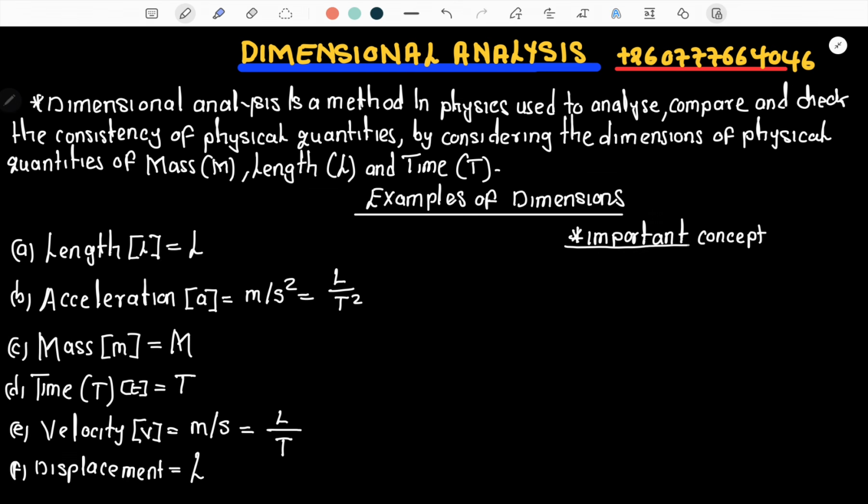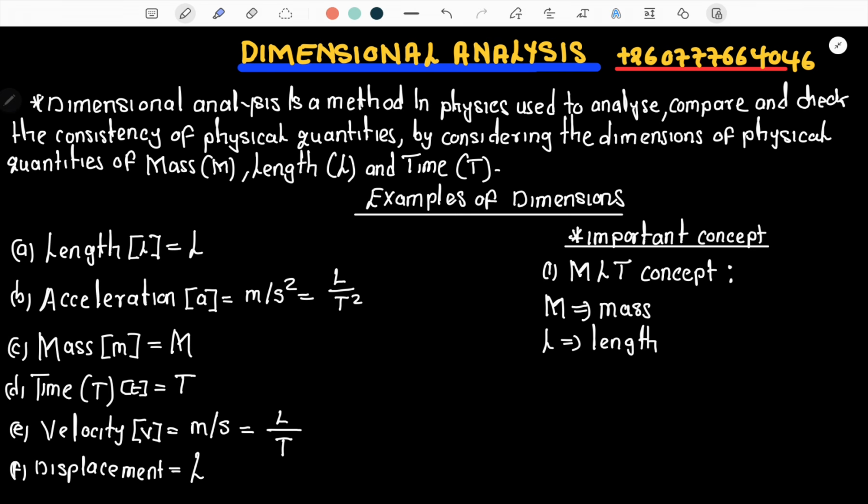So what is this important concept I'm about to give? This concept is called the MLT concept. Okay? M-L-T concept. Now, what is the MLT concept? M is basically standing for the mass. L is basically standing for the length. And then T is basically standing for the time period.